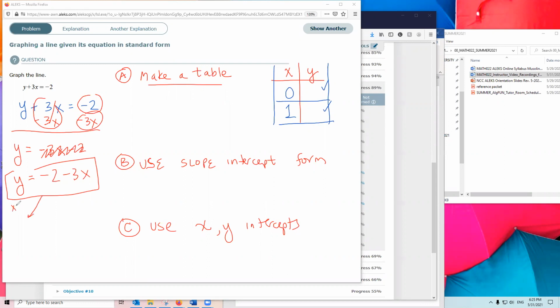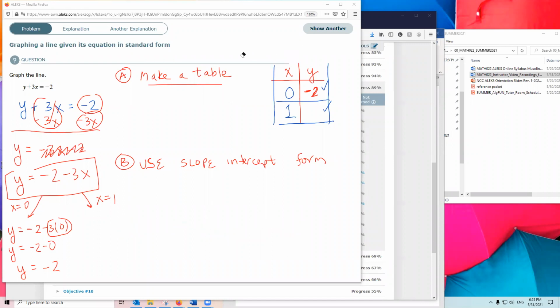All right. Now let me take each x value and plug into this equation. So I'm going to take x equals 0. Well, if x equals 0, then y is -2 minus 3 times 0. But 3 times 0 is 0. So this is -2 subtract 0, but that's just -2. So we just figured out this y value is -2. All right, let me do the same thing, but now x is equal to 1. So that means y equals -2 minus 3 times 1. So this is going to be -2 subtract 3, which is -5. So this y value is -5.